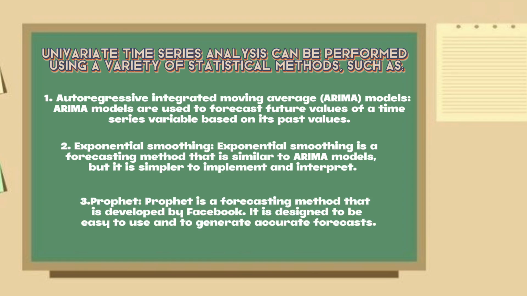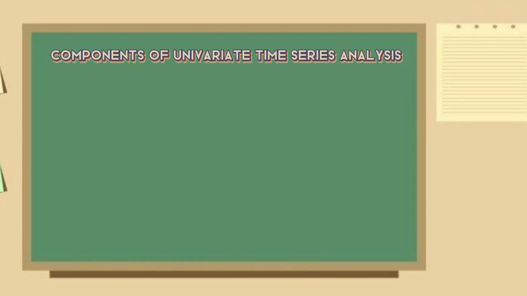Prophet. Prophet is a forecasting method that is developed by Facebook. It is designed to be easy to use and to generate accurate forecasts. Prophet is designed for forecasting time series data, especially when there are seasonal effects, holidays, and irregular trends. It works by decomposing data into three components: the trends, seasonality, and holidays or events.